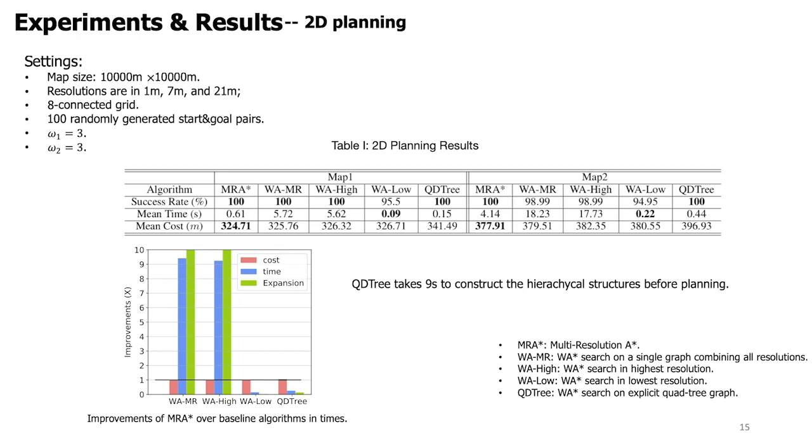As you can see in table 1, in both maps, MRI star consistently has the highest success rates. In terms of mean planning time, it only runs slower than weighted A star in low resolution and cold tree search. However, weighted A star in low resolution is not complete and thus failed a lot. Cold tree search is implemented on an explicit graph, which is pre-built and saves time of constructing new states during planning, but the pre-computation cost is around 9 seconds on these large maps.